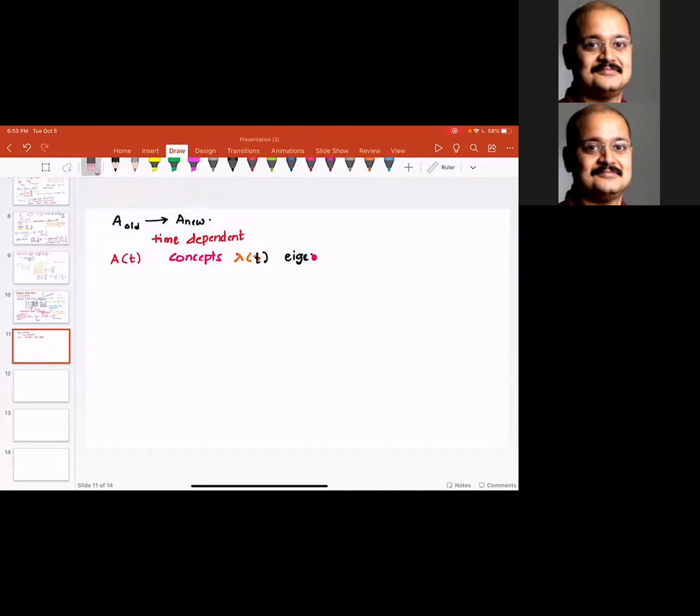Let me try again. So eigenvalues, and you have a concept of time varying eigenvectors. So the concept of time varying eigenvalues. Yes, an application in machine learning, a very classic example, is when the facial properties are changing.